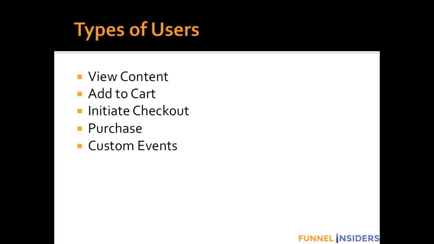Types of users, and these are also what I've been referring to as a level of intent. Users can be people who have viewed content, added to carts, initiated checkout, purchased, and other custom events. Again, I'm using e-commerce as an example because it has the most standard events, and we can easily determine level of intent with these users. Now, if you have your own custom events, that's fine. Just understand you have to figure out what that level of intent is. Level of intent is critical to determining the offer.